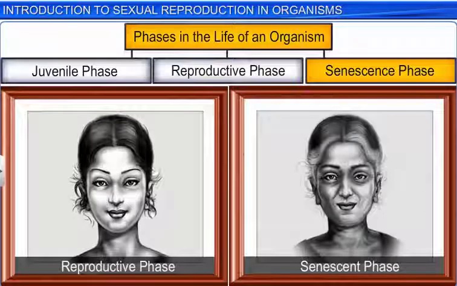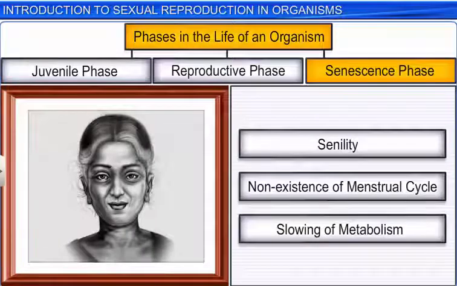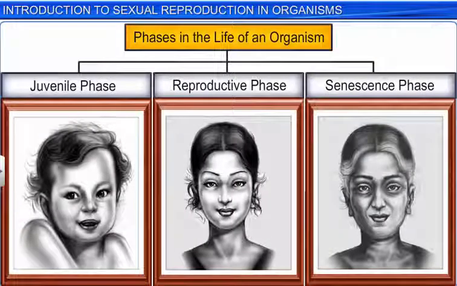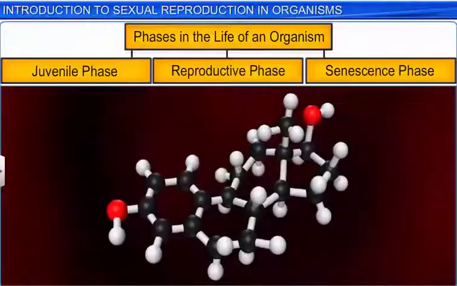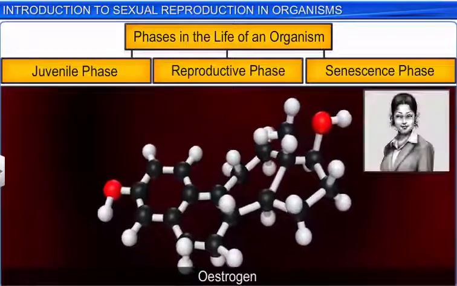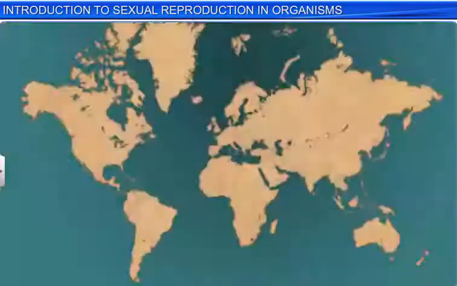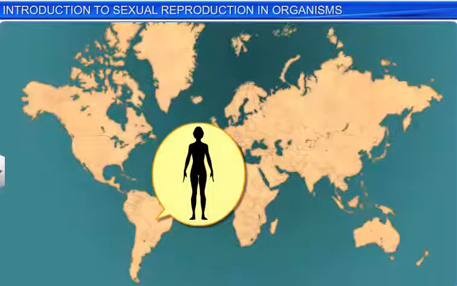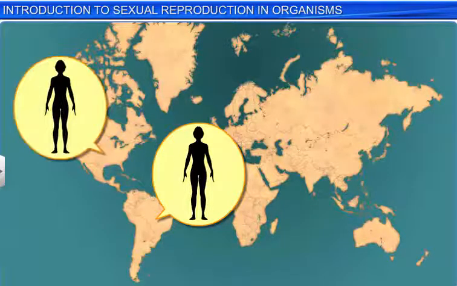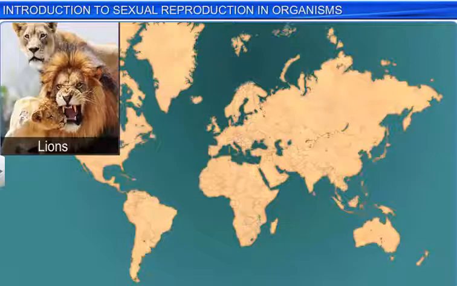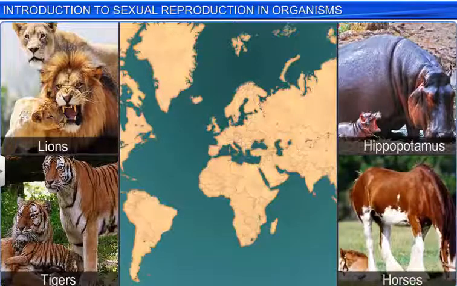The end of the reproductive phase in living organisms coincides with the beginning of the senescent phase, during which we see changes such as senility, non-existence of the menstrual or estrous cycle, and slowing of metabolism. Senescence ultimately leads to death. Interestingly, the transition between the three stages is controlled by hormones as well as environmental factors. For instance, the release of the hormone estrogen triggers the menstrual cycle in girls. Moreover, girls living in tropical regions experience menstruation at an earlier age than those living in temperate regions. In most organisms, the reproductive phase plays a crucial role as it ensures continuity of life.